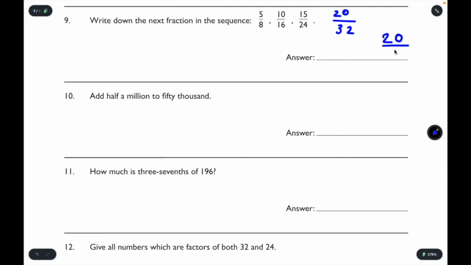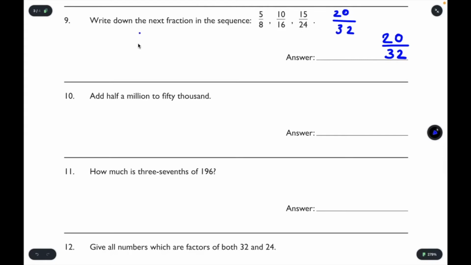But there's something else that we can say about this, which is that actually these are all equivalent fractions. Because if we multiply the numerator and the denominator by the same number, for example, 5/8 becomes 15/24, we're multiplying the 5 by 3 to get to 15, and we're multiplying the 8 by 3 to get to 24. These are actually equivalent fractions.